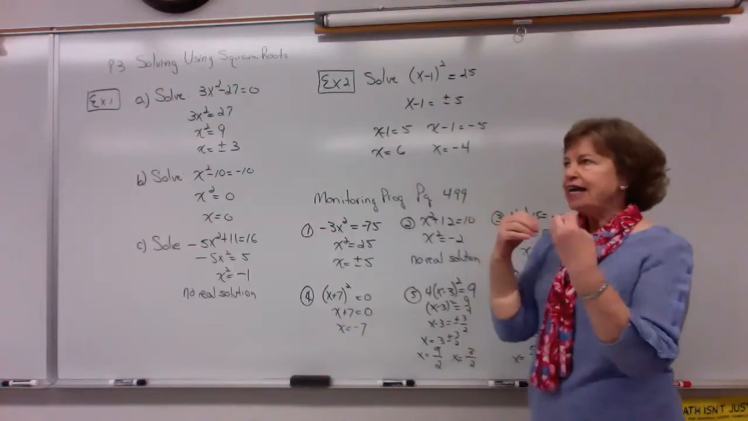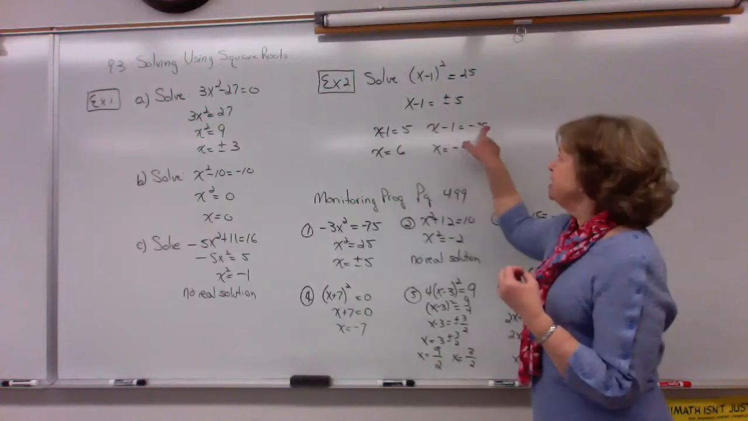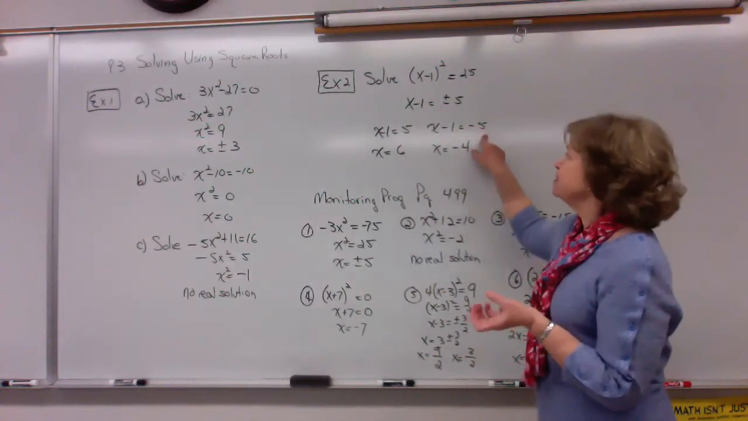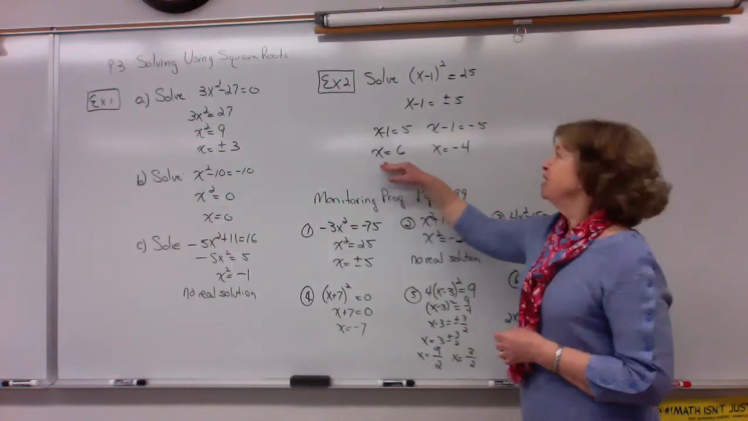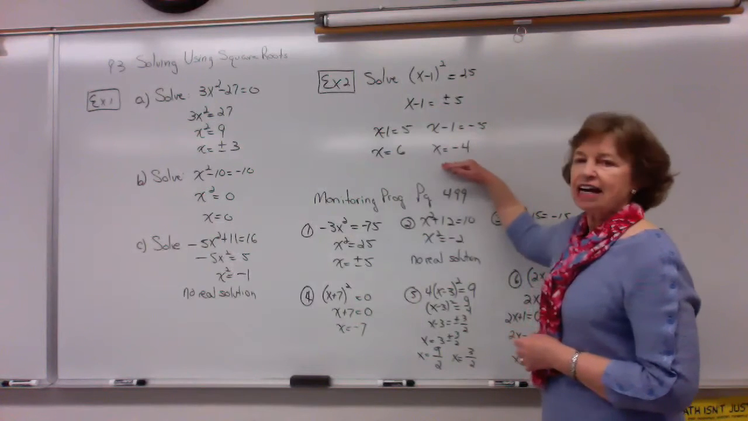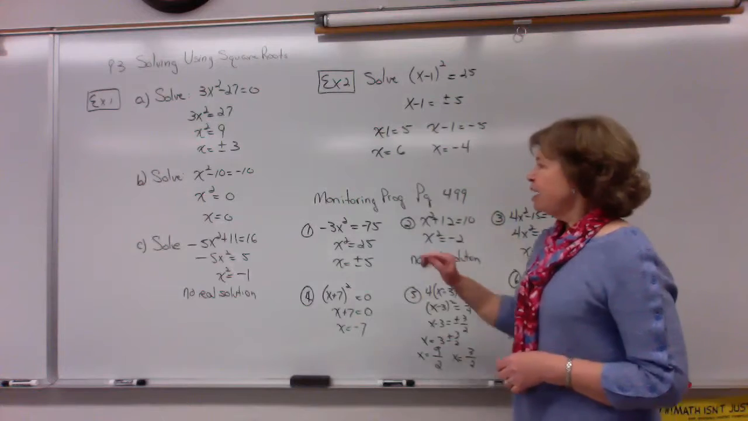I've got two cases. That means x minus 1 could be positive 5, or x minus 1 could be negative 5. If it's positive 5, then x equals 6. If it was negative 5, then x equals negative 4. So two solutions.